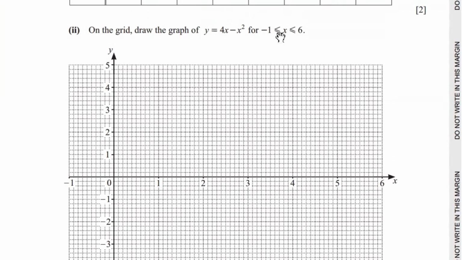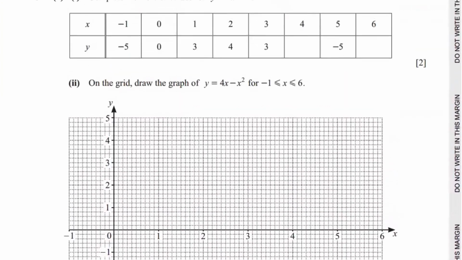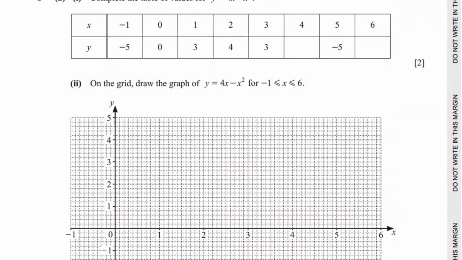Next, they're asking us to draw the graph on the grid with the values of x between -1 and 6. So what we will do over here is plot the points. Okay, let's start the sketching. So -1 and -5. 0, 0, 1, 3. -1, -5, 0, 0, then 1, 3.